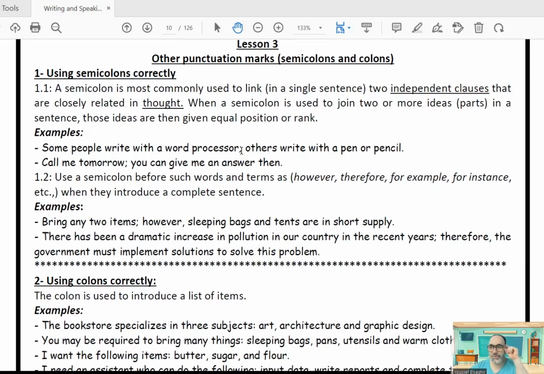So one thing which is very important here that I have to say is that you could actually remove the semicolon and use a full stop, use a period. So the rule is, in every situation where you use a semicolon, you could remove it and use a period, and the grammar will not be different. It will not be wrong. It will be the same. Let's take one more example. Call me tomorrow; you can give me an answer then. So the two sentences are related in meaning, and that's why we're using a semicolon. And one more time, you can replace the semicolon with a period, a full stop.